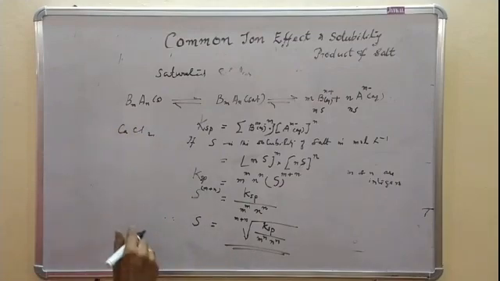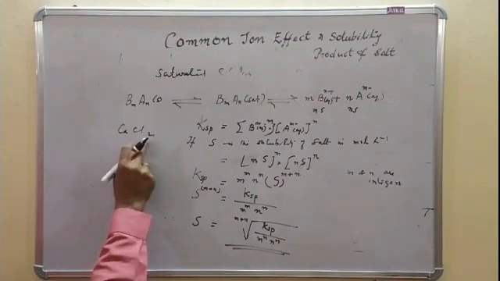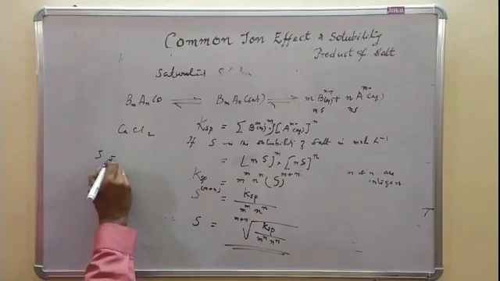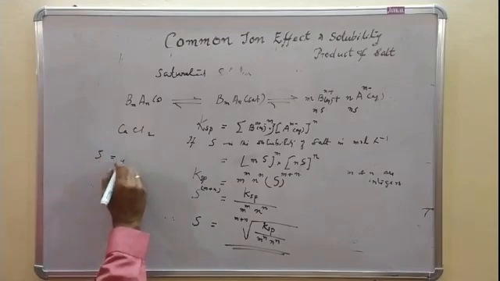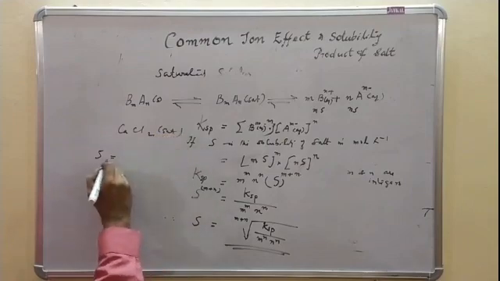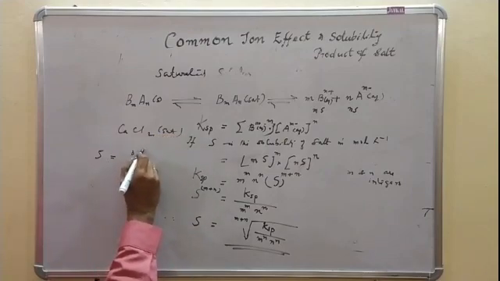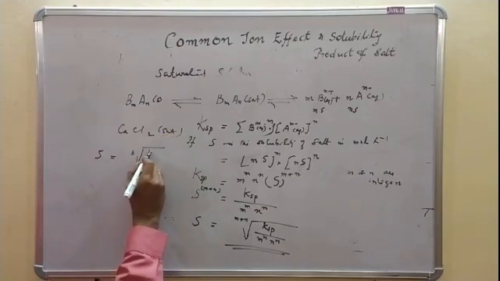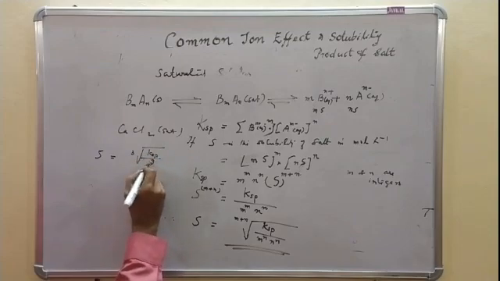Calcium chloride, here 1 plus 2. S is equal to solubility, the saturated solution. The solubility S is equal to the cube root of Ksp by 4. Okay.